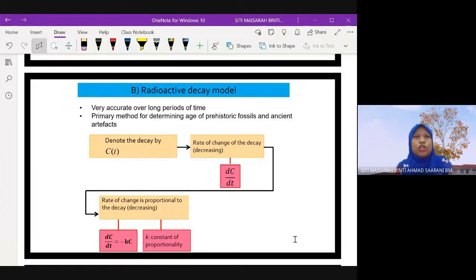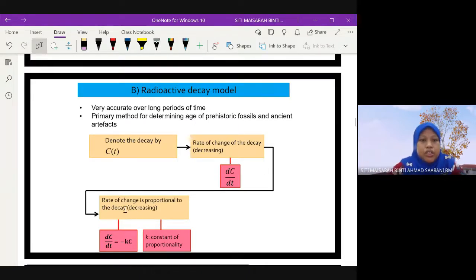Daripada contohnya dia ada 100, dia akan selepas 1 tahun dia akan berkurang kepada 80 katakan. Daripada 100 dia jadi 80. And then tahun berikutnya dia akan berkurang lah. Dia sebenarnya dia macam mereput lah. Okay, dia akan berkurang. So that's why dia punya rate of change of the decay tu decreasing. Dia makin lama makin kurang. Kalau population dia makin lama makin bertambah lah. Dia akan breed kan, tambah lagi. So kalau radioactive decay ni makin lama makin berkurang dia punya amount dia.